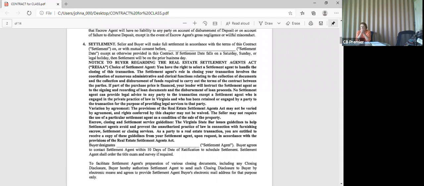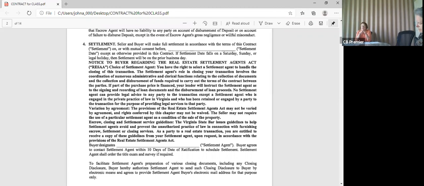And it says there, if settlement date falls on a Saturday, Sunday, or legal holiday, then settlement will be on the prior business day. Well, if you're writing the contract, hopefully you have sense enough not to show settlement on a Saturday or Sunday or a holiday, because the courts aren't going to be open. Title company probably won't be open. So you pick a day that is best for it to close.